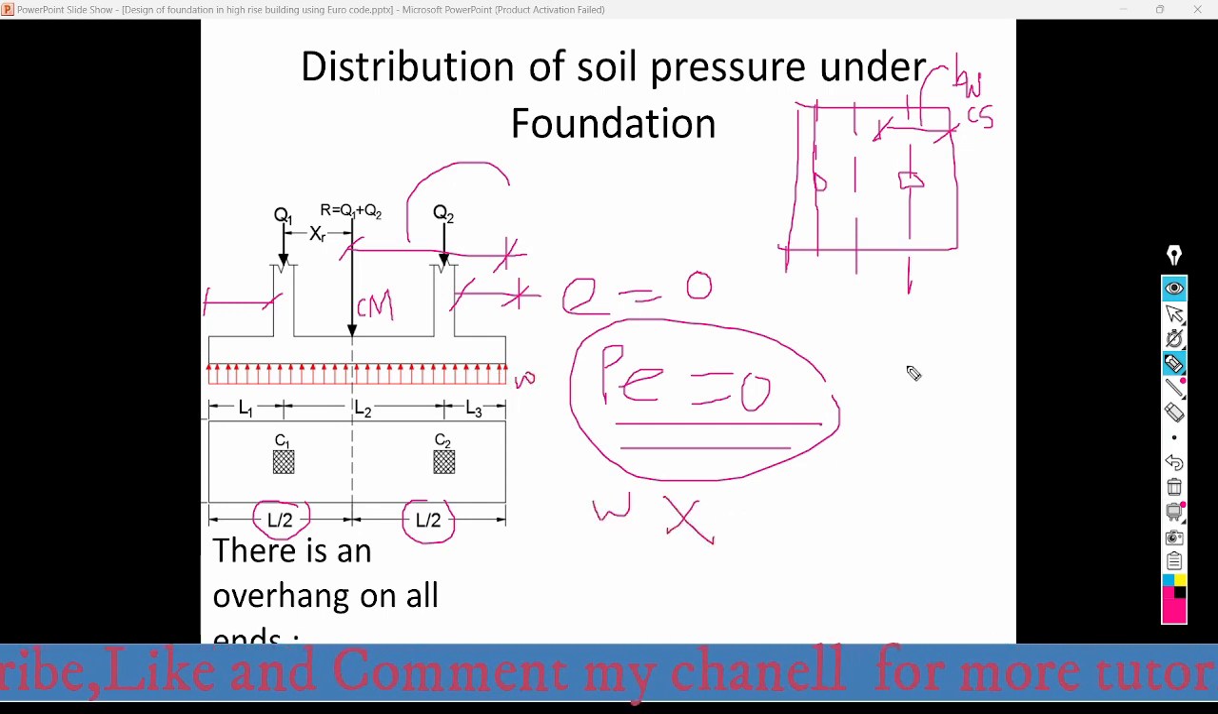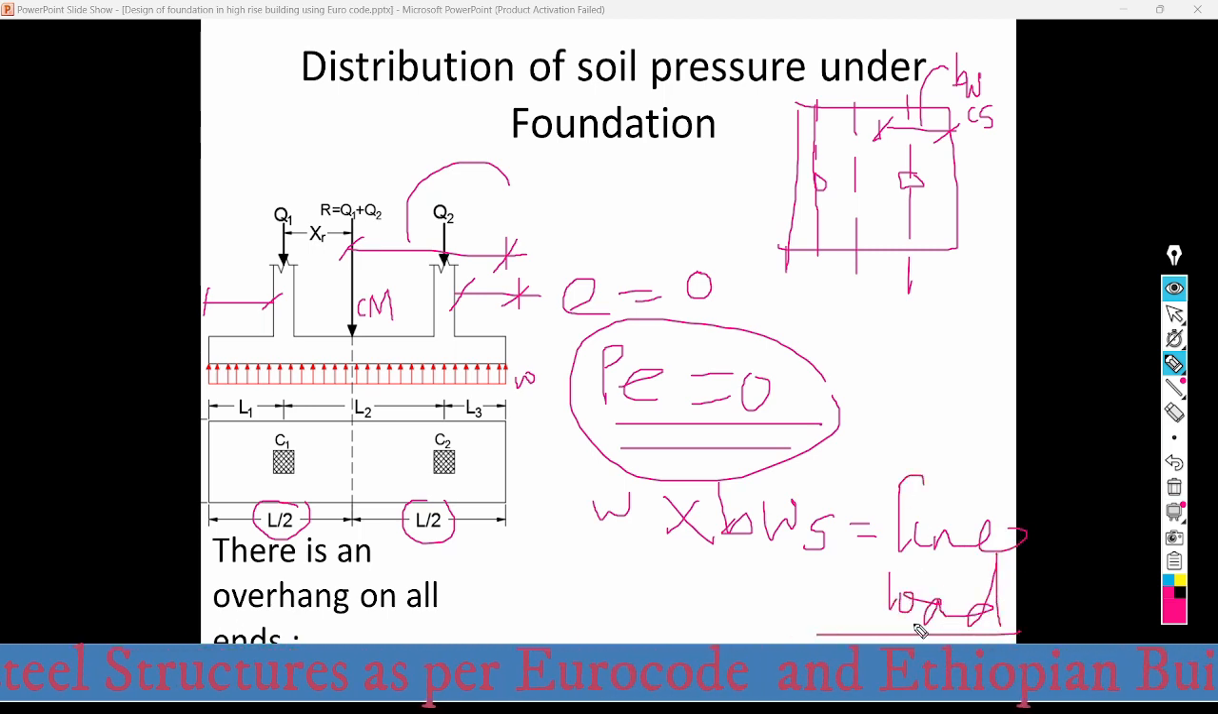So W multiplied with the width of the strips provides what? The line load. So the line load will be applied at the strips, and we can design our strip as a beam. So these are the concepts behind the design of the mat foundation.